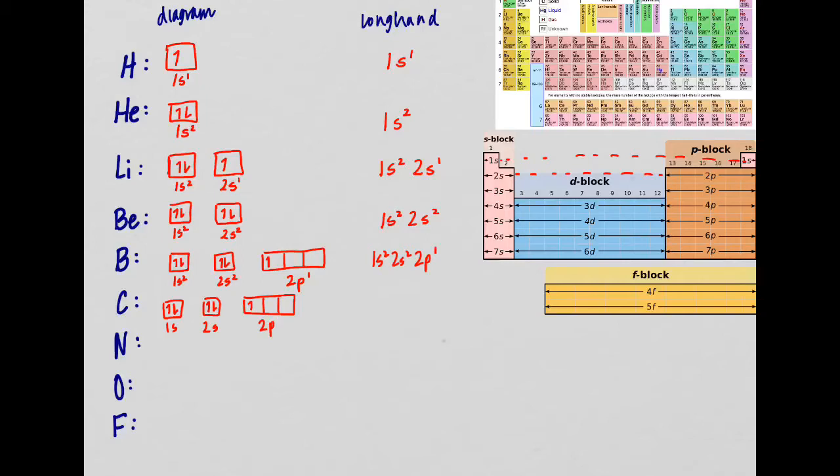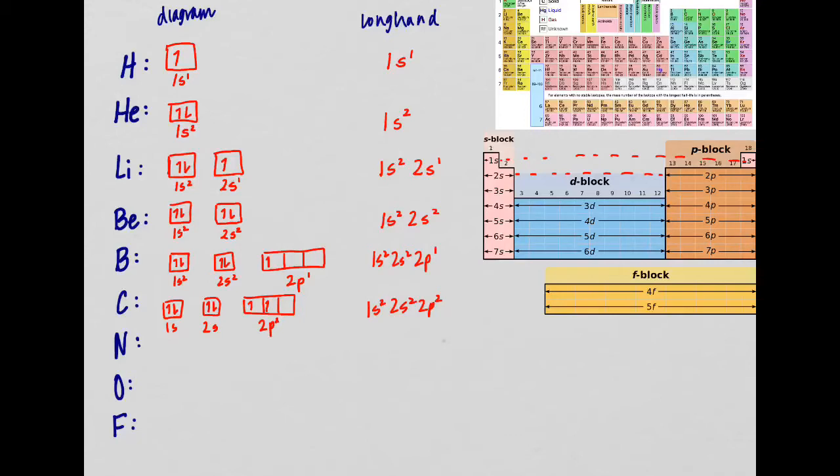So it is not correct to put the electron here. That's wrong. It is not correct to put the electron here. That is also wrong because of the way that we fill these. So it must go right there. Okay? So that is our 6th electron. So we write 2p2. Okay? So our longhand is 1s2, 2s2, 2p2. Okay? All right. Now we're on nitrogen.